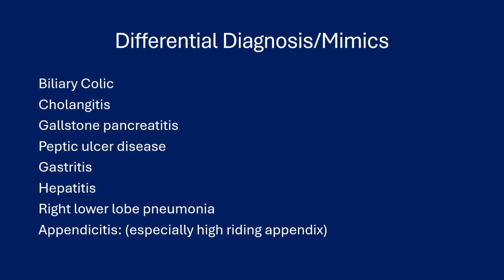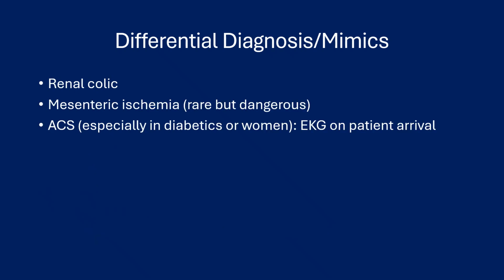Differential diagnosis mimics: biliary colic, cholangitis, gallstone pancreatitis. These two things often go together. Peptic ulcer disease, gastritis, hepatitis, right lower lobe pneumonia. The beauty of that one is that I'll usually get a portable chest x-ray when the patient gets there, and I can exclude that right lower lobe pneumonia quickly. Appendicitis, especially a high-riding appendix. I don't see that often, but it is something to keep in the back of your mind.